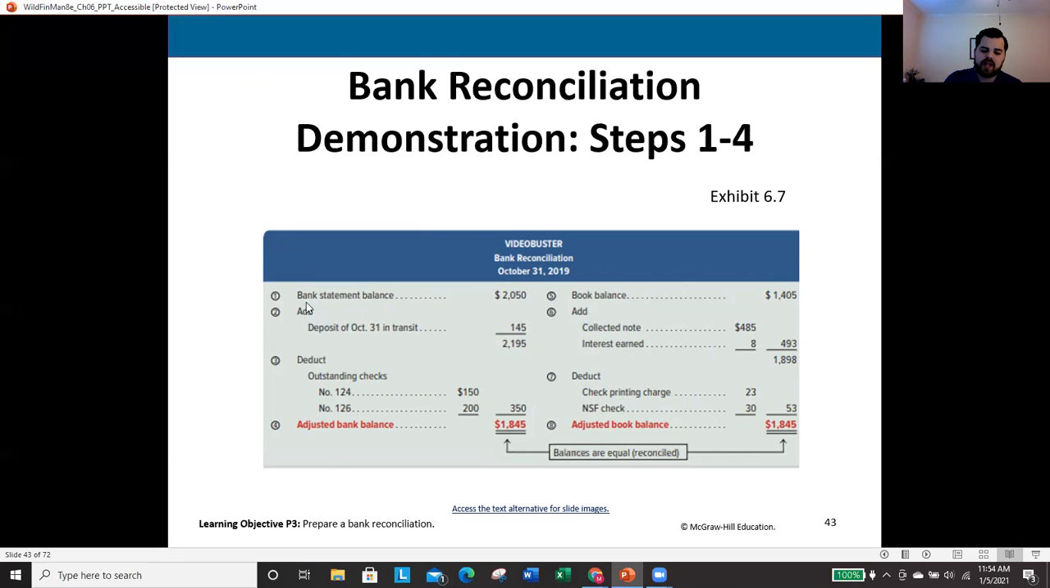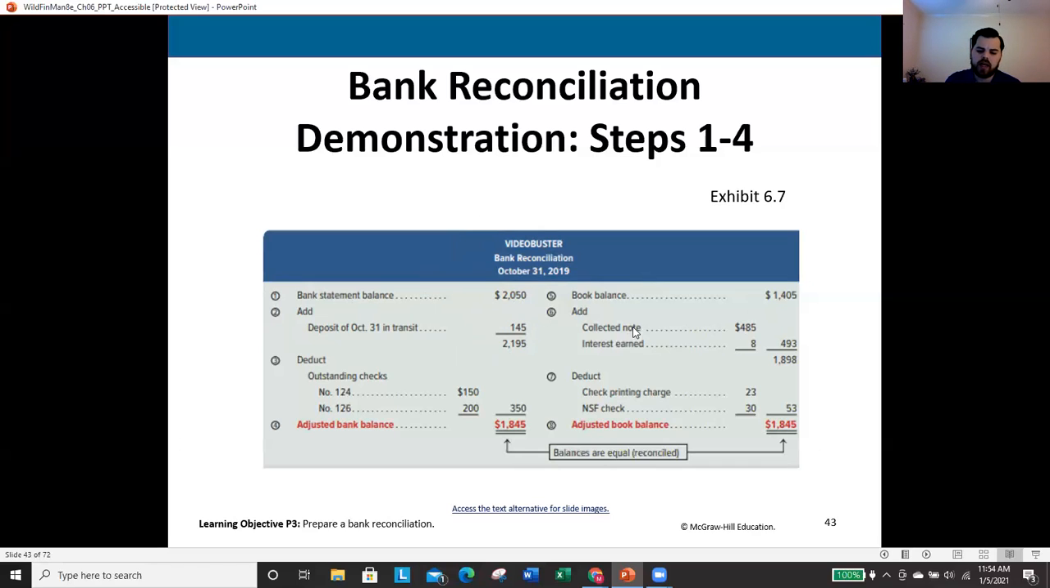But you'll add anything that needs to be added to the bank side. Primarily, what you will typically see over here are any in-transit deposits. So this is something that was put in the night drop, perhaps. So we know about it. The company knows about it. But the bank won't know about it until November 1st when they come in and actually begin work. So this has not been included in this $2,050. So we'll have to add that $145 back.